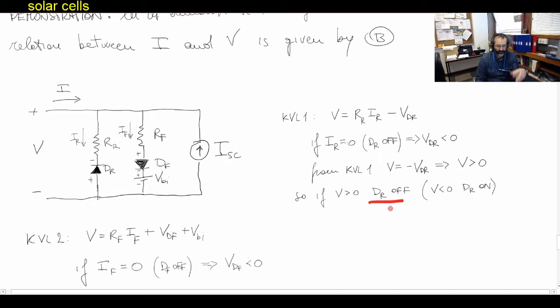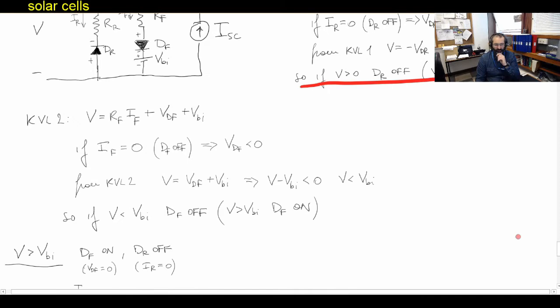So that's why we are doing this story here. And so we found our result for DR here. And then we do the same for the second branch. That's what KVL2 is about.